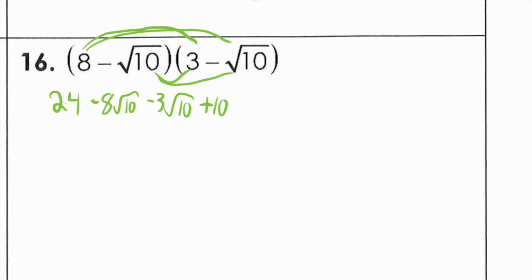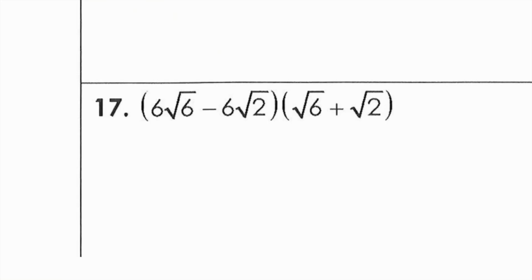Anytime you take a square root times itself, you just get the radicand, or what was inside. Essentially, it would be the square root of 100, which is 10. So now as we combine like terms, 24 and 10 give us 34. And these can combine because they're common radicals, and we get negative 11 square root of 10, which does not simplify. So we're done. They don't always work out that cleanly, but this one sure did.